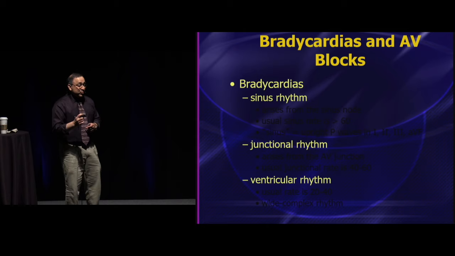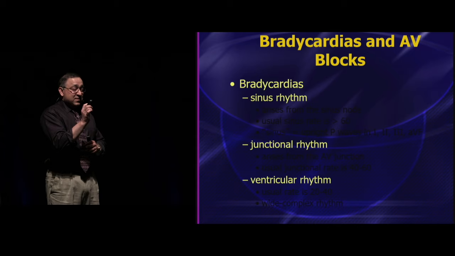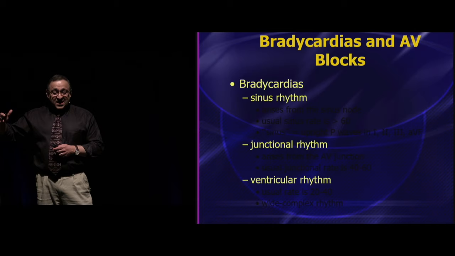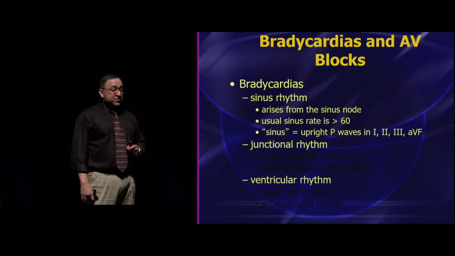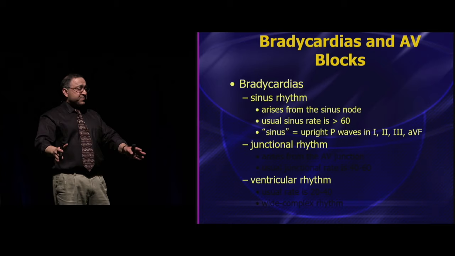And tachycardias are just a little bit more complicated, but a lot more fun, and very, very easy. So first of all, there are three different types of bradycardias. There's sinus bradycardia, there's junctional rhythms, which are bradycardic by their very nature, and ventricular. Sinus rhythm means that the impulse is coming from the sinus node down through the AV node and then shoots through the His-Purkinje system and innervates the ventricle.